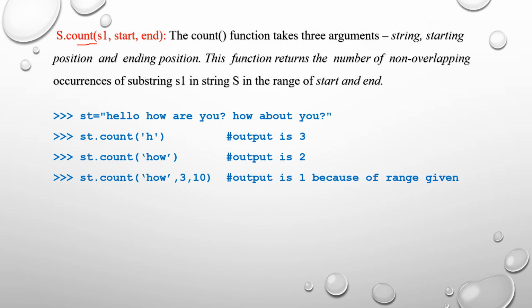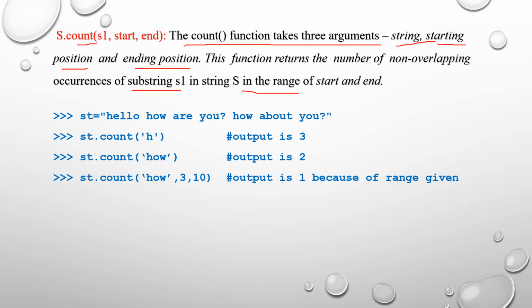count is one of the built-in functions in Python. Let's see the use case of the count function. s.count(s1, start, end). The count function takes 3 arguments. The first argument is the string, the next argument is the start position, and the last argument is the ending position. This function returns the number of non-overlapping occurrences of the substring s1 in the string s in the range of start and end.